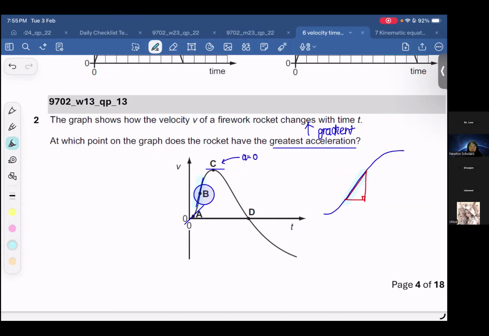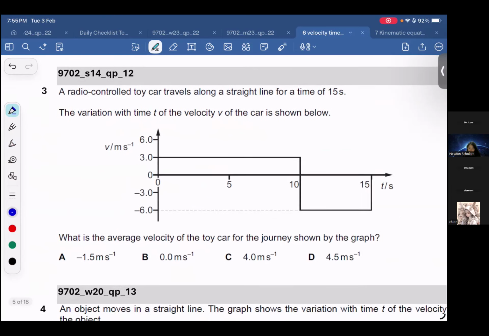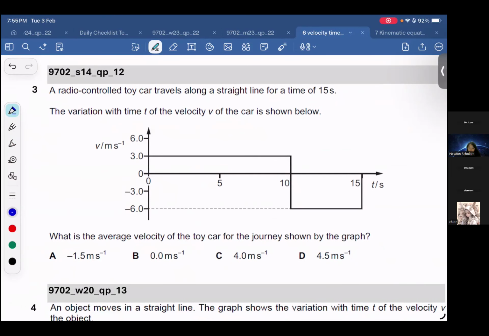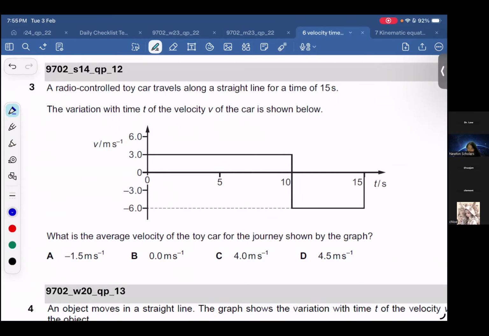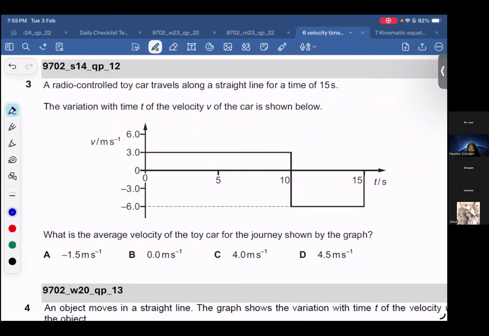Okay, boys and girls, we go to page number 5, question number 3. Next. Look at my screen and try together. A radio control toy car travels along a straight line for a time of 15 seconds. This is the velocity-time graph. What is the average velocity of the toy car?